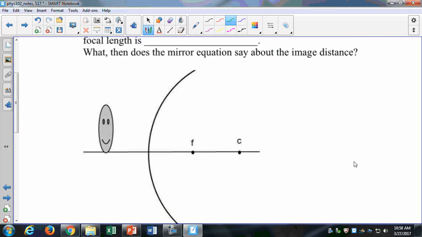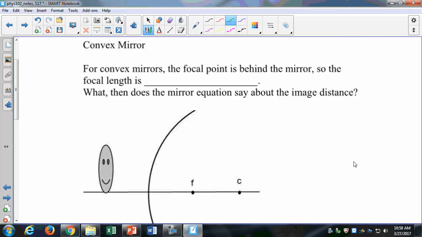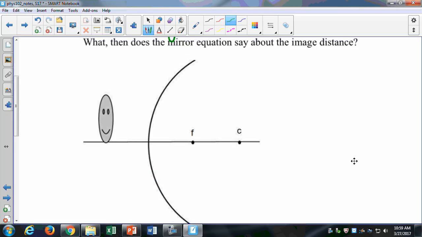Remember, convex mirrors, the focal point is behind the mirror, so the focal length is negative. Anything that's behind the mirror has a negative value. If my image is behind the mirror, the image distance is negative. If my focal point is behind the mirror, then the focal point is negative. If the object was behind the mirror, it would also be negative too, but we won't find that with mirrors at all.